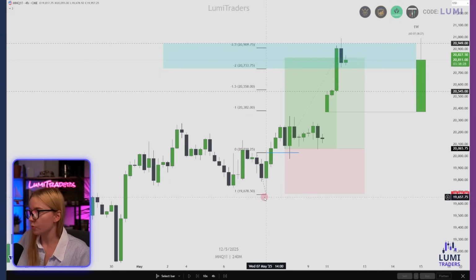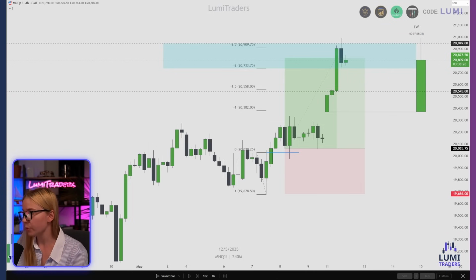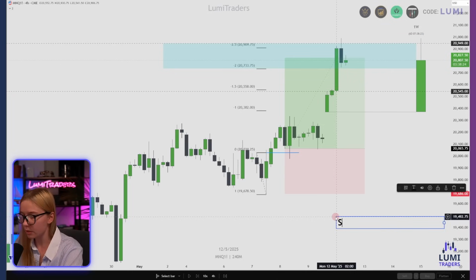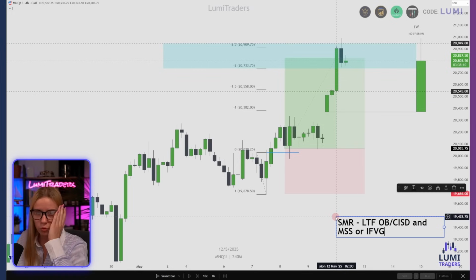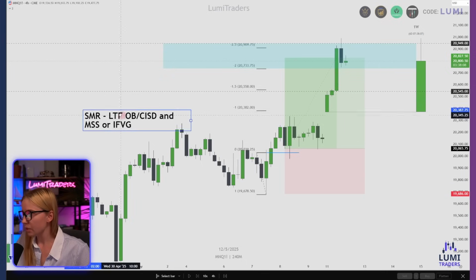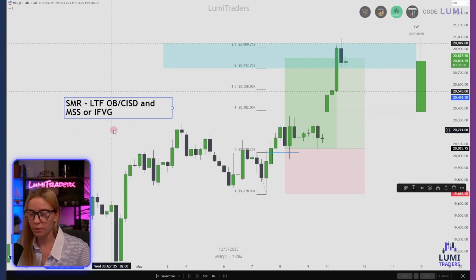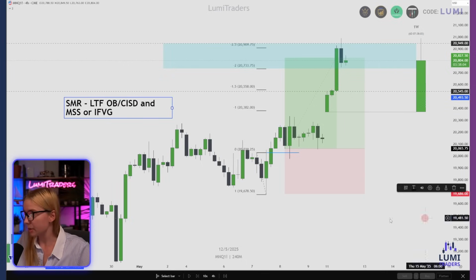At this point, I will look for the order block. And once again, it's very important to understand that smart money reversal normally confirms by lower time frame OB, change in the state of delivery, right? And market structure shift or inversion fair value gap. So it's up to you what you want to pick for smart money reversal. Normally, I prefer to have an order block with market structure shift. Once again, it's up to you.